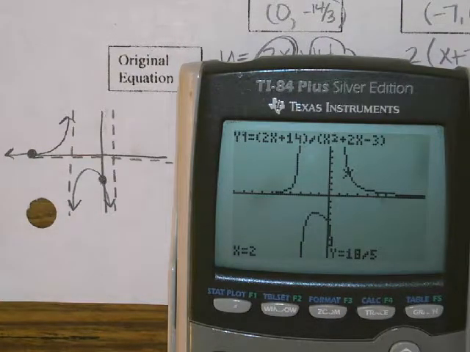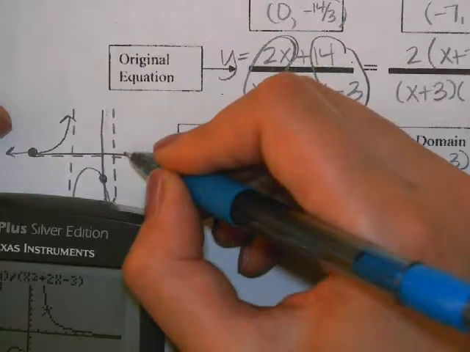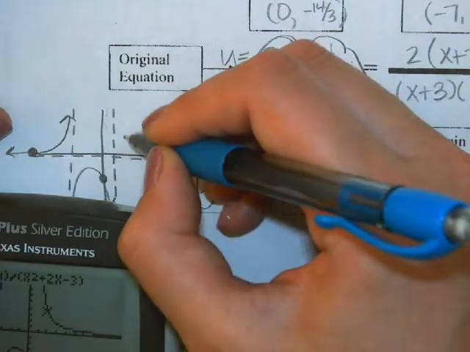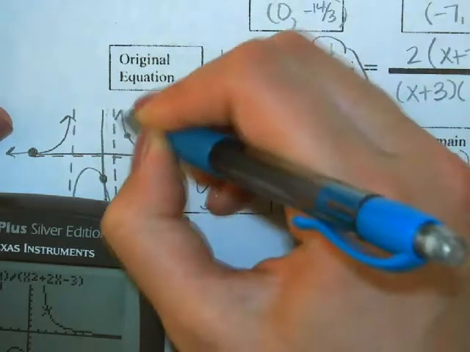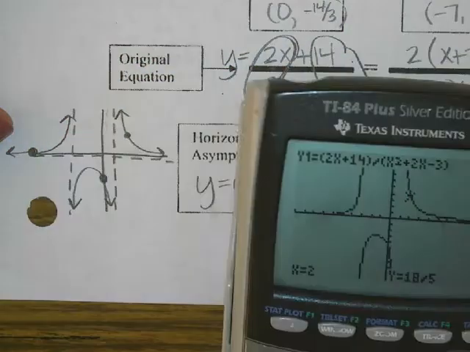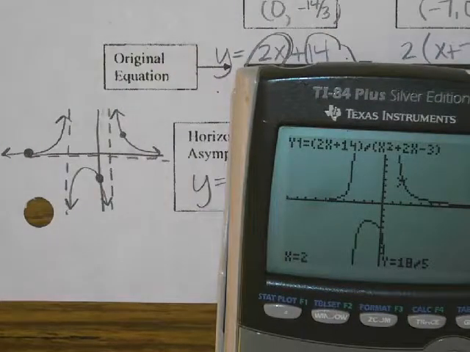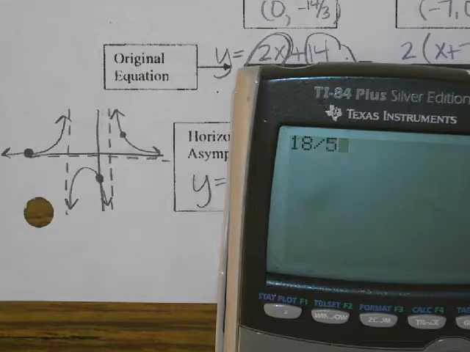18/5, what is that decimal? 3.2? 3 something. So that's up 3 or down? To the right 2, because I plugged in 2. So to the right 2, up 3 point something. 18/5 is 3.6. So to the right 2, up 3.6. All right. So here's what your graph looks like.